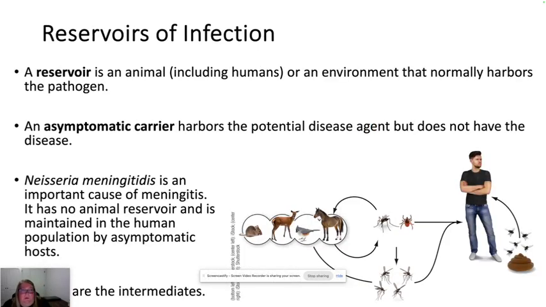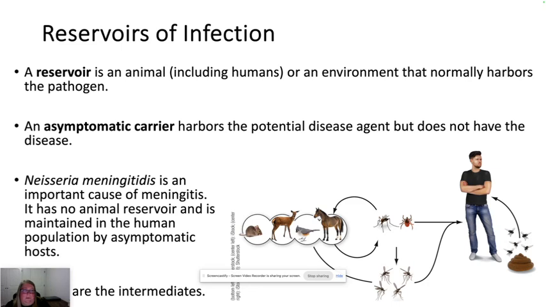Okay, so when we talk about our next mode of transmission, we need to first talk about reservoirs of infection. Okay, we define a reservoir as an animal, and this can include humans, humans are part of this, or an environment that normally harbors the pathogen. Okay, so if we think about Bacillus anthracis that we learned about in chapter 1, the environment was the reservoir for Bacillus anthracis. And it was when the farmers dug it up and stirred it up into the air when that pathogen entered the host and made people sick and the animal sick.